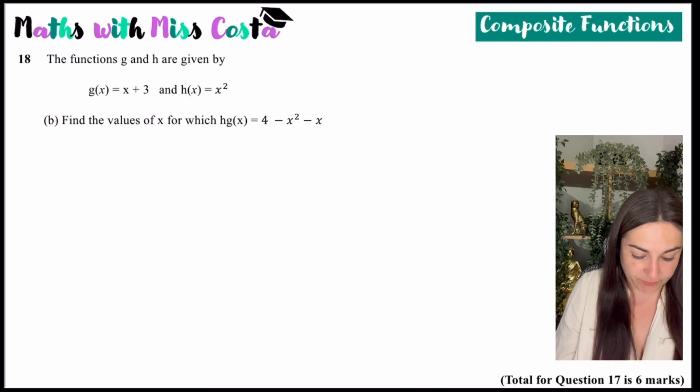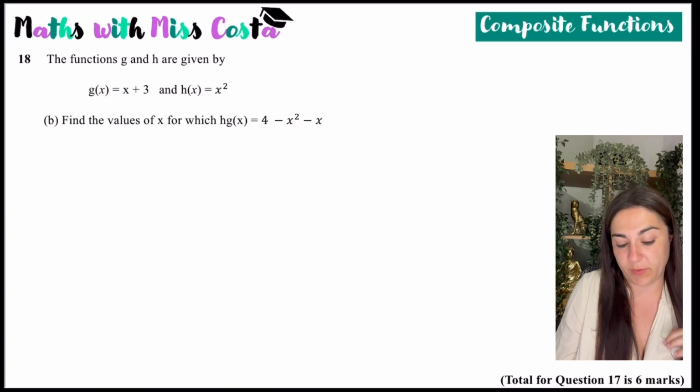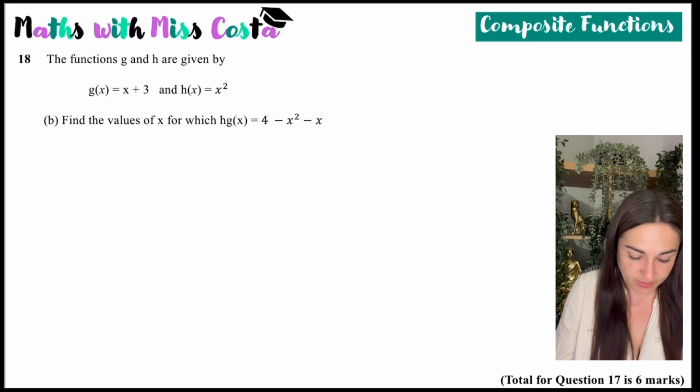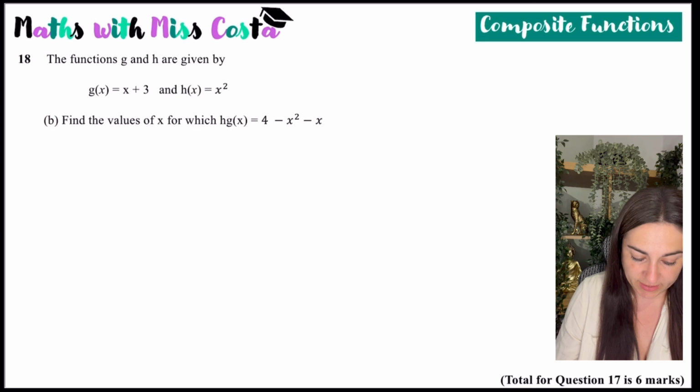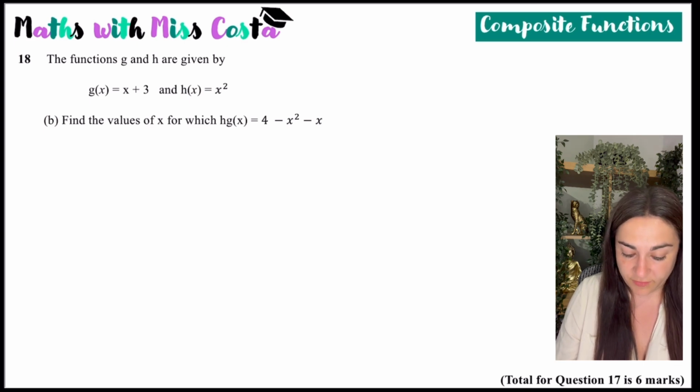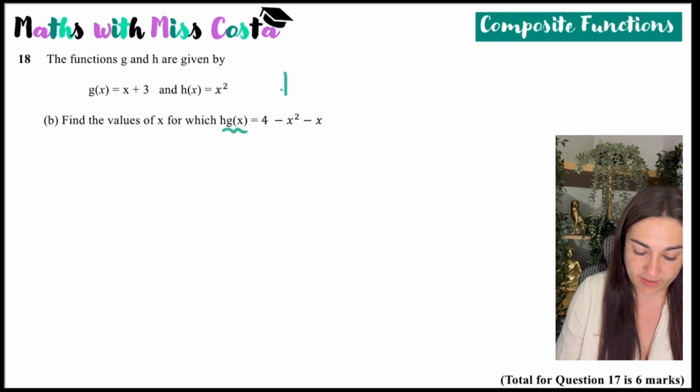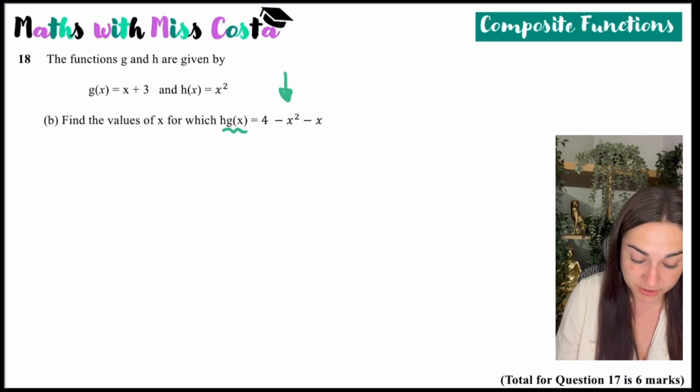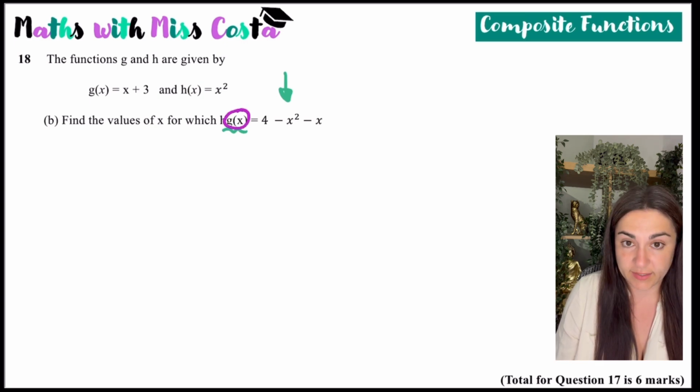Okay, next we've got some composite functions, which is where we're putting a function into a function. So I'm told the functions g and h are given by g of x is x plus 3 and h of x is x squared. I need to find the values of x for which hg of x equals this. So first of all, what does it mean when I've got a composite function? It means I've got g of x, and I'm going to put it into h of x.